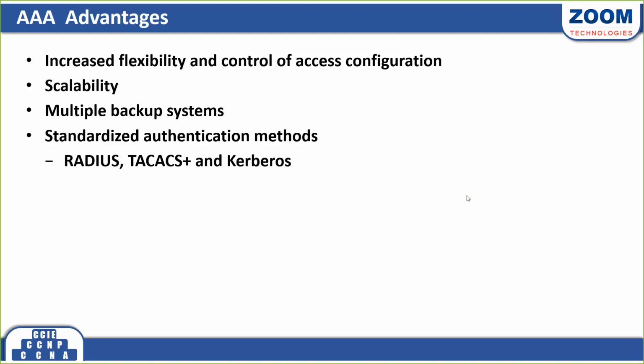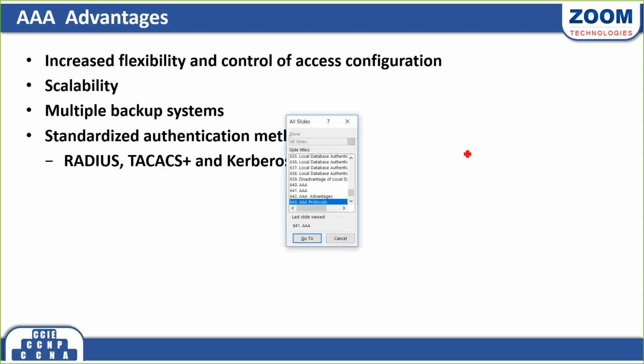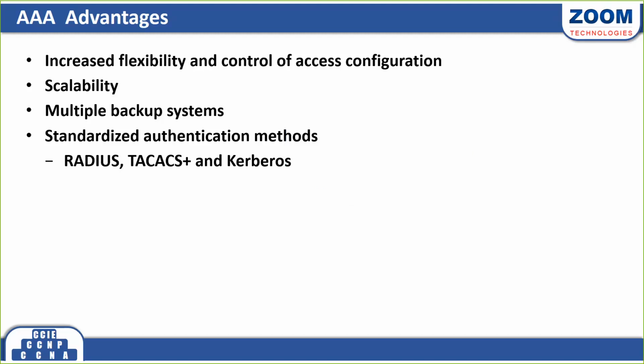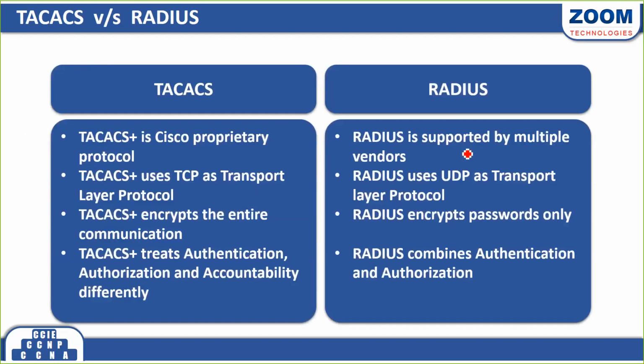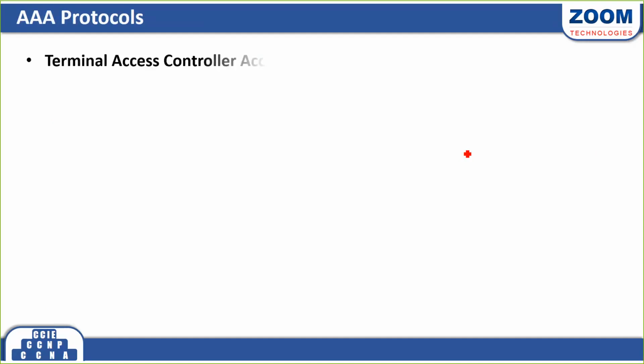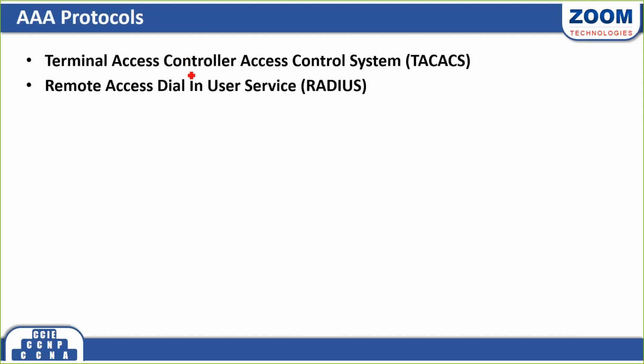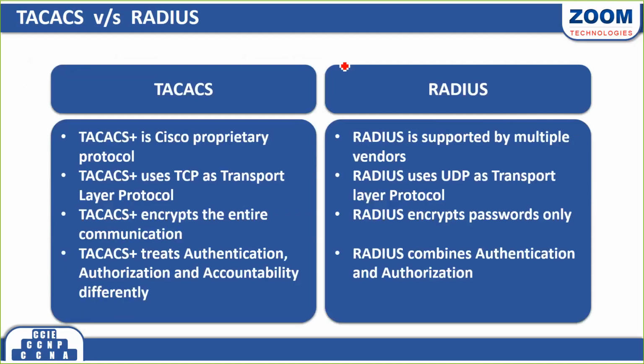Actually, we have some protocols to manage the AAA server. The protocols are RADIUS and TACACS. TACACS stands for Terminal Access Controller Access Control System, and RADIUS is Remote Authentication Dial-In User Service. What is the difference? TACACS is a Cisco protocol, RADIUS is open source. Open standard means RADIUS is supported by multiple vendors. TACACS is a Cisco protocol.